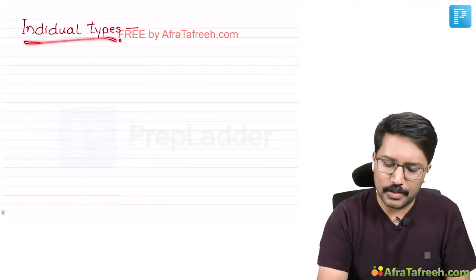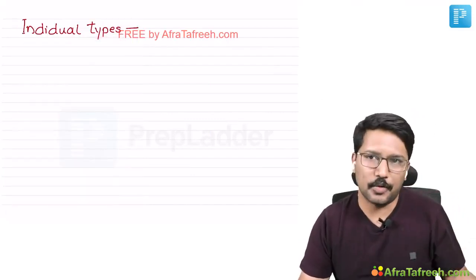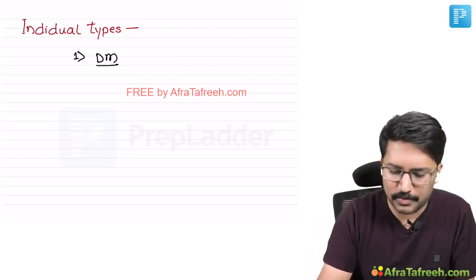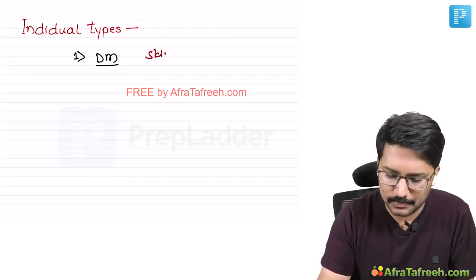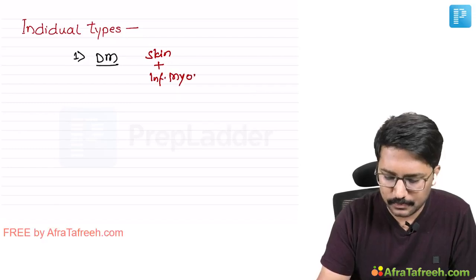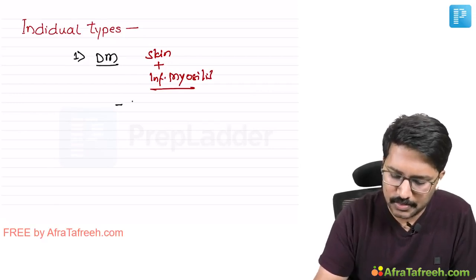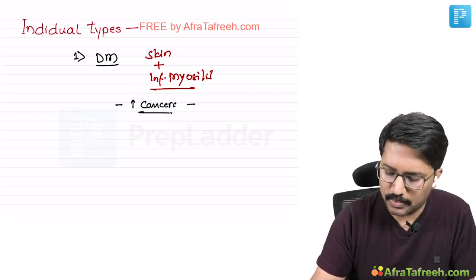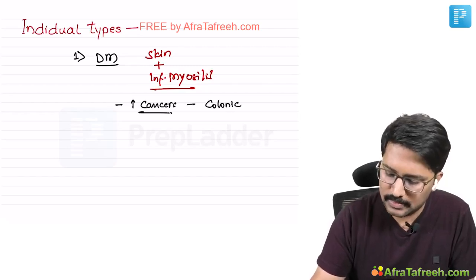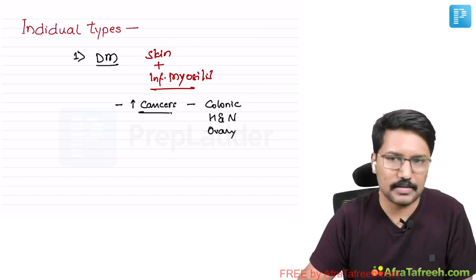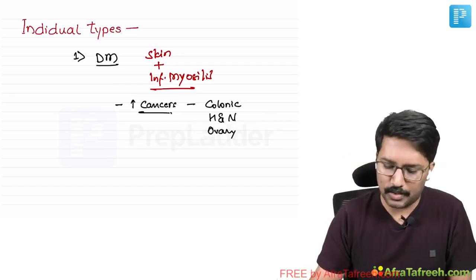Okay, so now coming to the individual types of idiopathic inflammatory myositis. Let me first talk about dermatomyositis. Only quick revision points. We are already aware of the skin manifestations plus inflammatory myositis, right? You will consider it as dermatomyositis. It is associated with increased risk of cancers, particularly colonic malignancies, then head and neck malignancies, and also ovarian and breast malignancies, right? That is one point to take home.